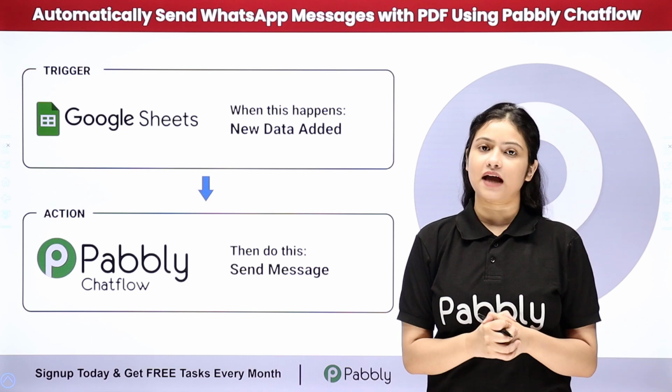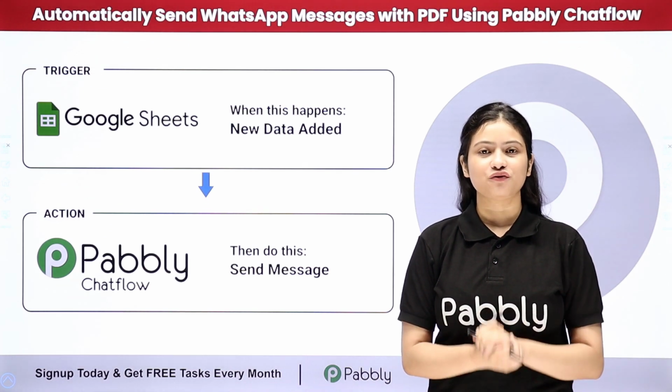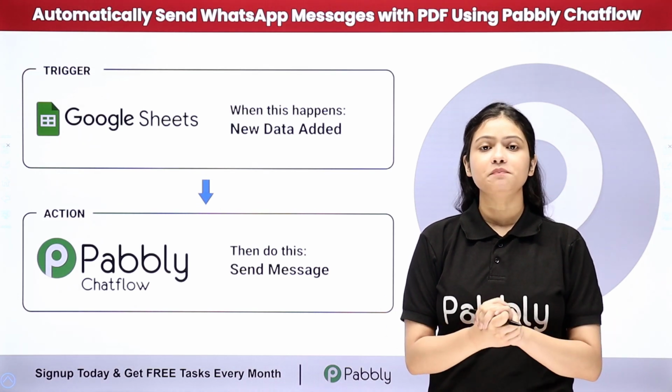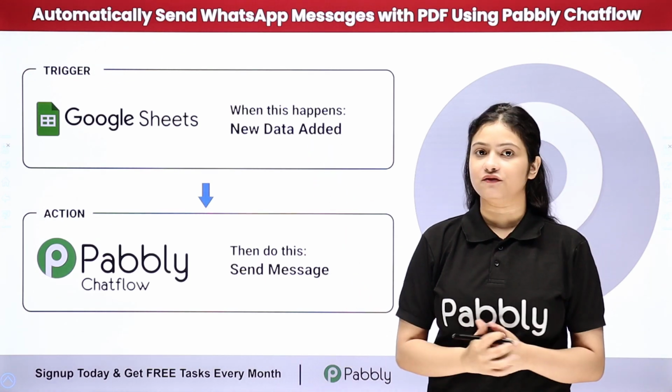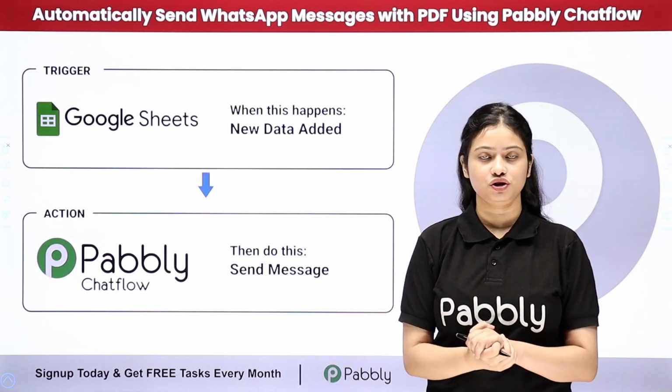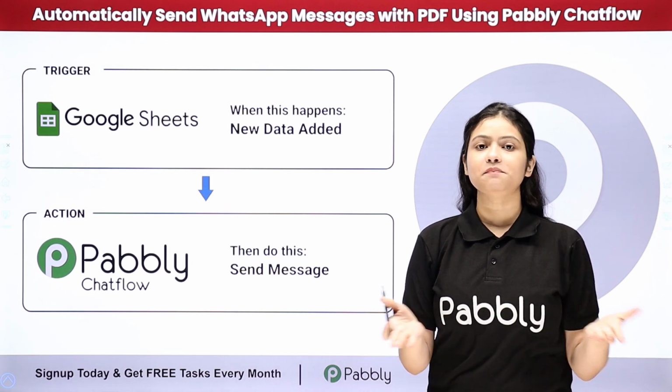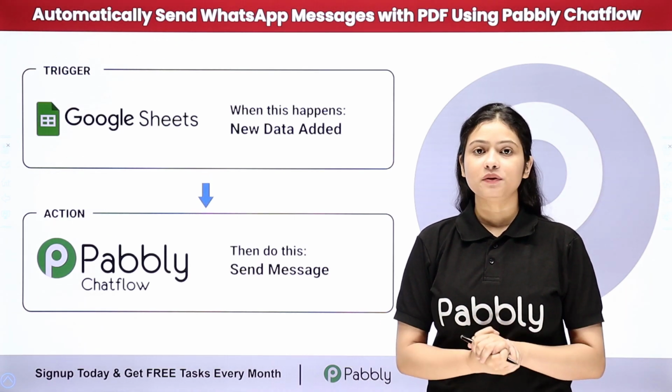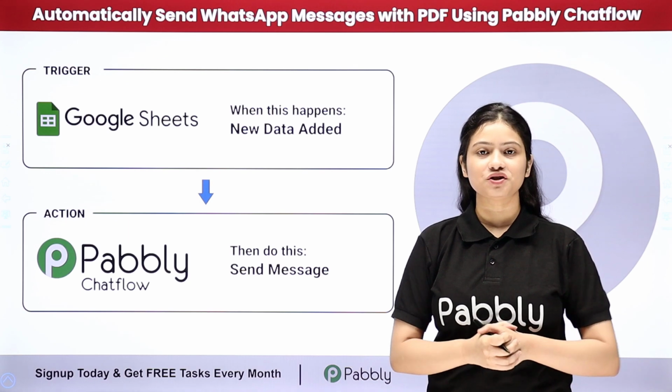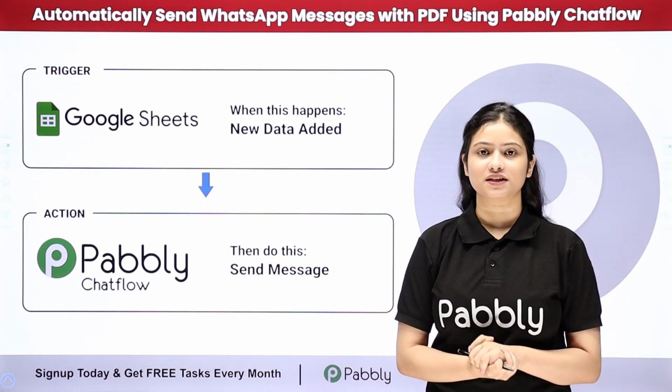Now to automate this entire process, I'm not going to use any kind of coding or programming skills. I will be simply connecting my Google Sheets with Pabbly Chatflow, an all-in-one WhatsApp automation tool. And how are we going to do that? By simply using Pabbly Connect. Now for your business, if you also want to learn this amazing automation step by step, you have to come towards my screen.